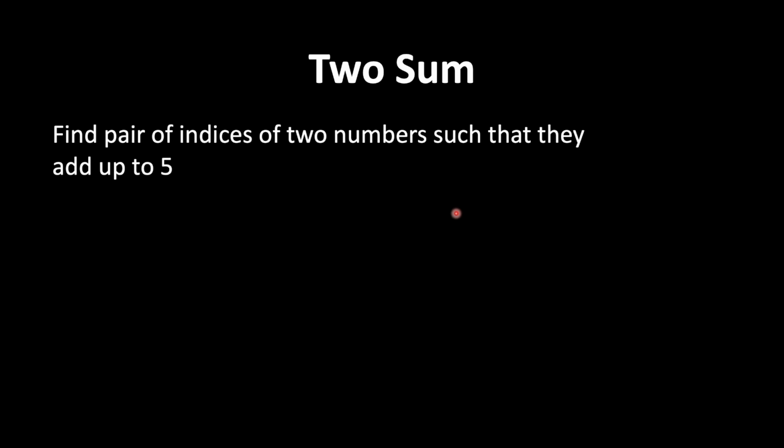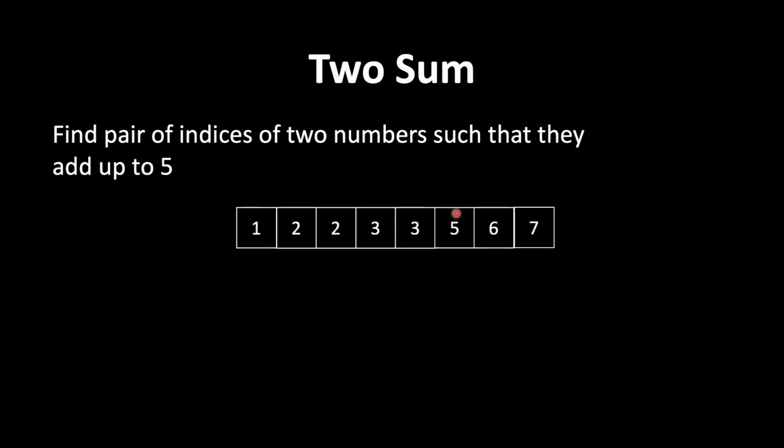Let's take an example. We have this array and we need to find two indices such that they add up to 5. We can clearly see from this array that this 2 and this 3 add up to 5. Also we can take this 2 and this 3, which also add up to 5, or we can take this 2 and this 3, they also add up to 5. Since it is not specified, we will return any pair of indices which we get the first time.